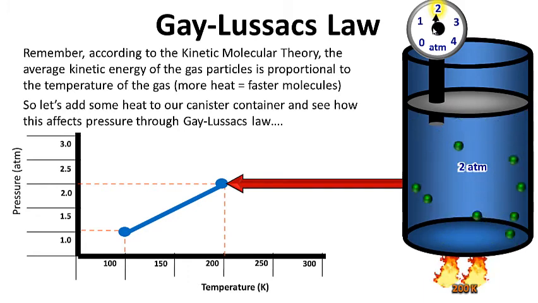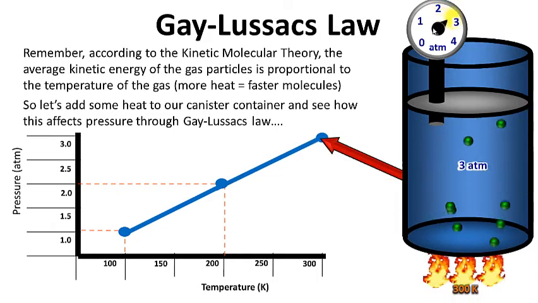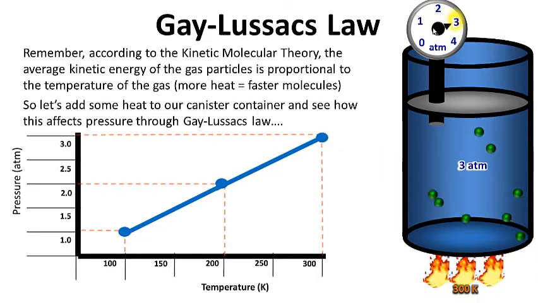If we add even more temperature, we increase it to 300 Kelvin. The molecules are moving extremely fast, and the pressure inside the canister is now 3 atmospheres, so the pressure has increased. More collisions mean more pressure. All right, and that's Gay-Lussac's law. He basically says that pressure and temperature are proportional. If temperature goes up, so does pressure, or vice versa.